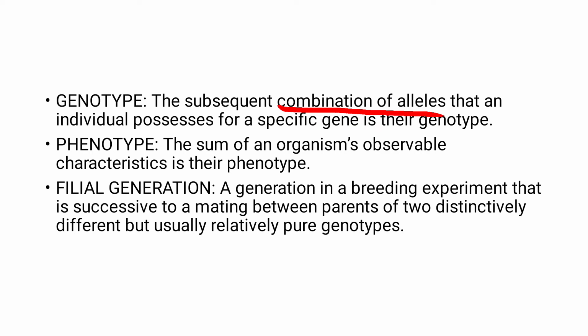Then a very rare definition, but it is also asked: what is filial generation? It is like the F1 generation and F2 generation in Mendel's cross, in the experiment of Mendel. The F stands for filial. So what is filial generation? A generation in a breeding experiment that is successive to a mating between parents of two distinctively different but usually relatively pure genotypes. For example, the F1 generation and F2 generation in Mendel's experiment.